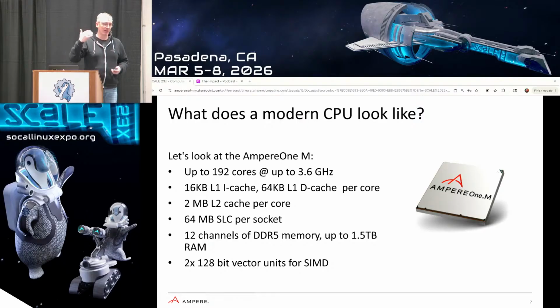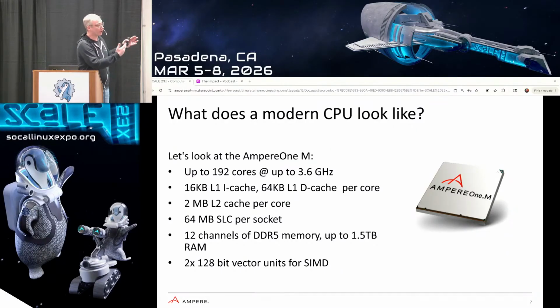You get 2 megabytes of L2 cache per core, 64 megabytes of system level cache, that's cache shared across all of the cores on a single socket, and 12 channels of DDR5 memory, up to 1.5 terabytes of RAM. And we also have some vector units per core, 2 128-bit vector units for SIMD calculations.